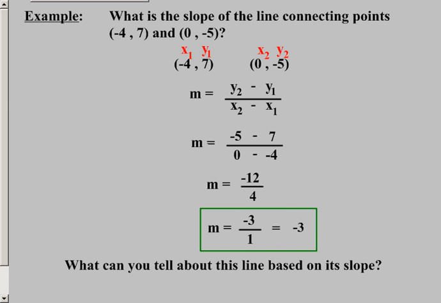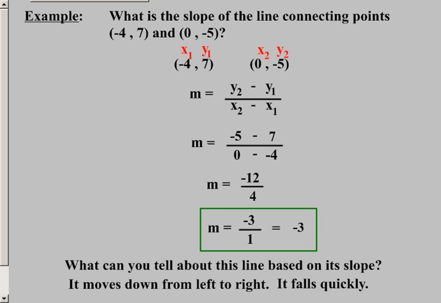Okay, so what do you know about this line based upon its slope? Well, first off, we have a negative slope. That means as we read the graph from left to right, our graph is falling. It's moving downward. And -3 over 1, this is a value that is definitely bigger than 1, so our graph is definitely rising, or falling in this case, faster than it runs. That means it is falling quickly.